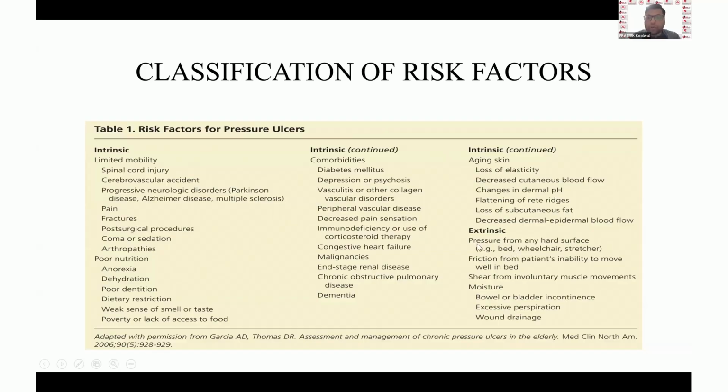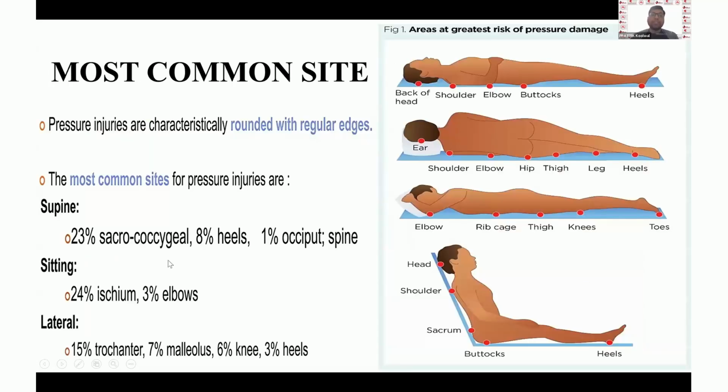Extrinsic factors, as I've already told you: pressure on any hard surface, friction from the patient's inability to move well in bed, and shear from involuntary muscle movement. These are the most common sites. Pressure injuries are characteristically rounded with regular edges. The most common site for pressure injuries is the supine position. In supine, we can see 23% at the sacrococcygeal area, that is this area, 8% at the heel, and 1% at the occiput.